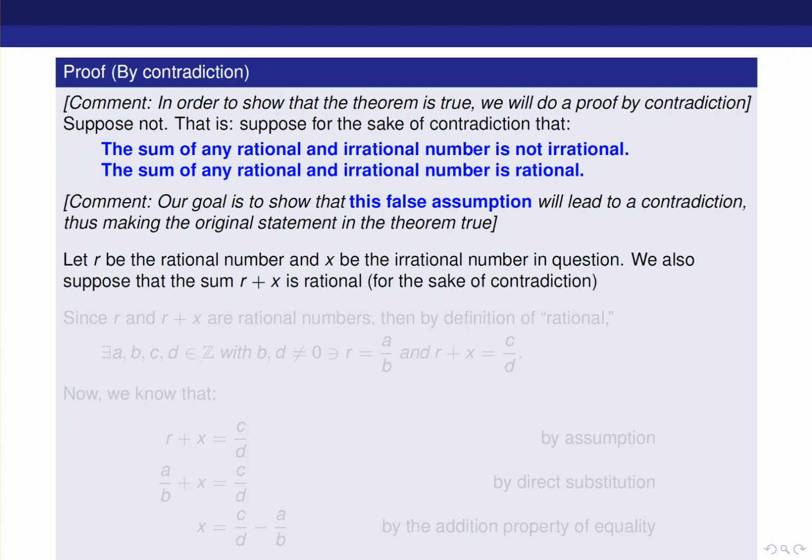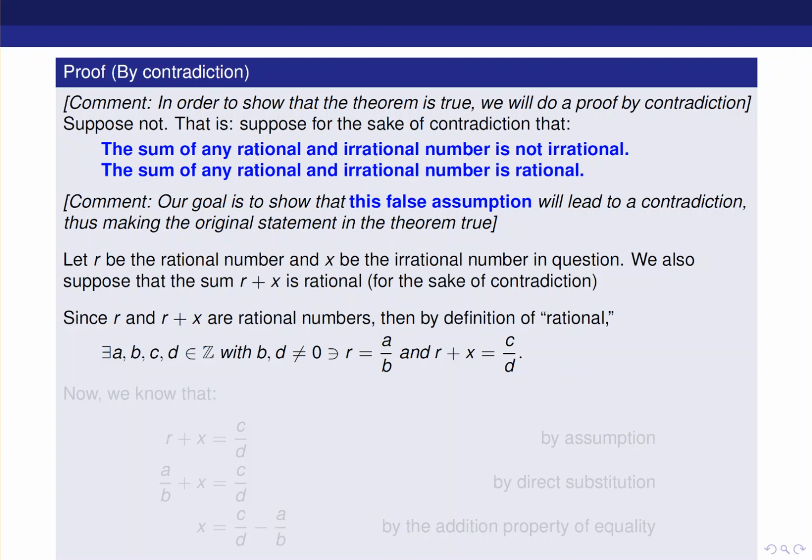So it should lead to a contradiction. Now, in order to show that the contradiction happens, we're going to suppose that R is the rational number and X is the irrational number in question. Since they're saying add rational and irrational, let's just give them some names. So R represents the rational, X represents the irrational number that will be added up later on. And keep in mind that their sum, according to the statement, is supposed to be rational. So the summation R plus X is technically supposed to be rational according to the assumption that we just made.